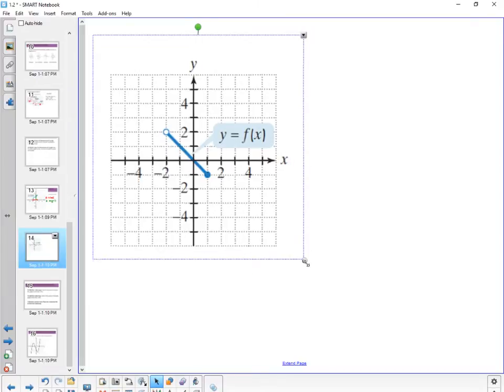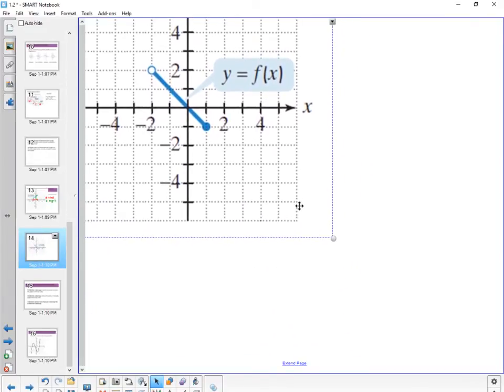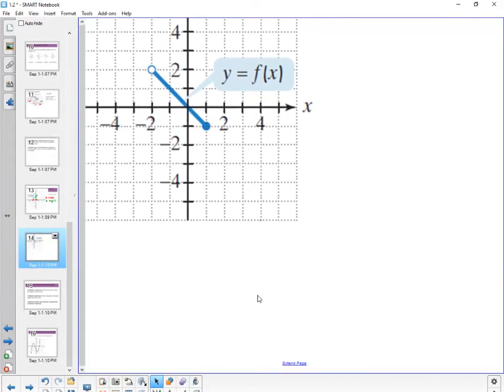Find me the domain and range of this, please. Go. And then I'm going to call somebody. Oh, what do we have to do? You want the range as well? Yes, domain and range.